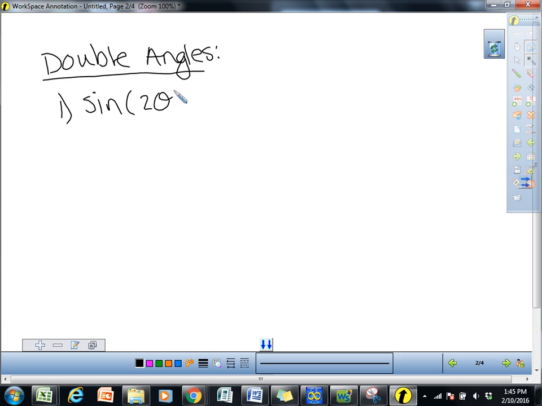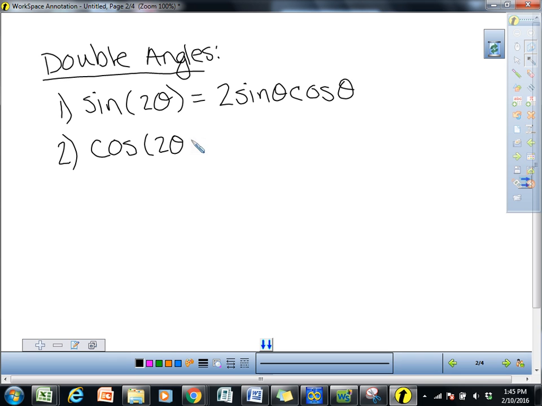2 theta. So we've seen this before when we solved multiple angles. This is equivalent to 2 sine theta times cosine theta. We have, for cosine 2 theta, that's going to be equivalent to cosine squared theta minus sine squared theta.